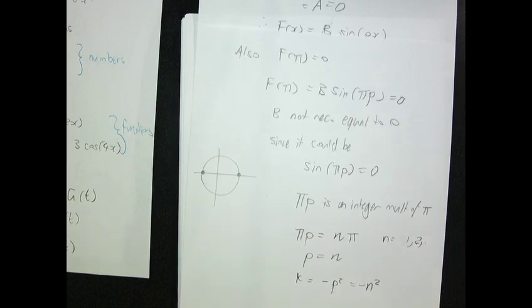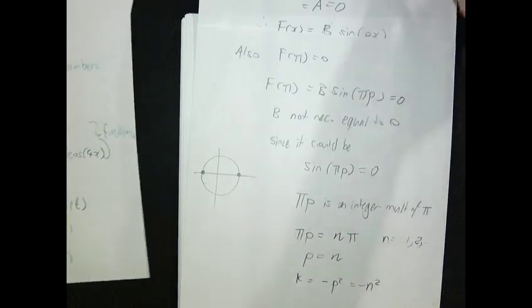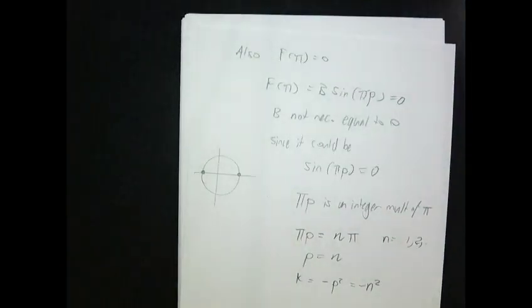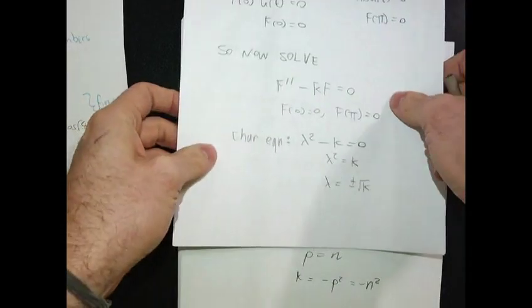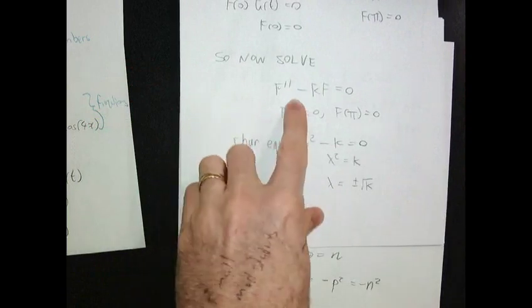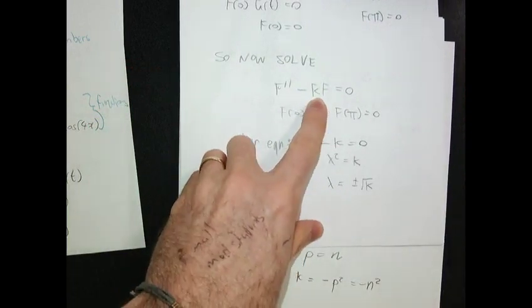This is where the lambdas come in. So you know when they say lambda n, that's what this number is. So this is now an eigenvalue. The reason it's an eigenvalue is because back here, way back here, f double dashed is equal to kf.